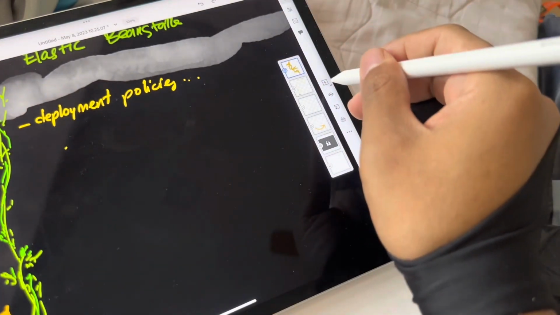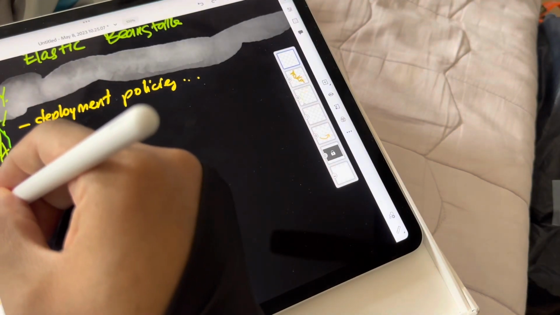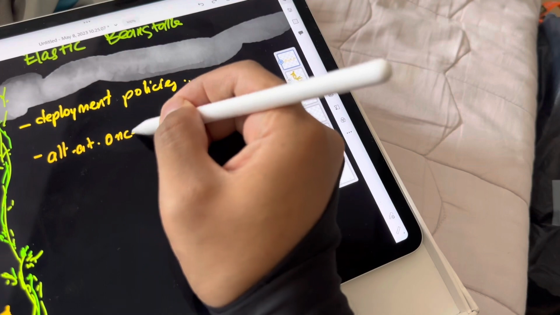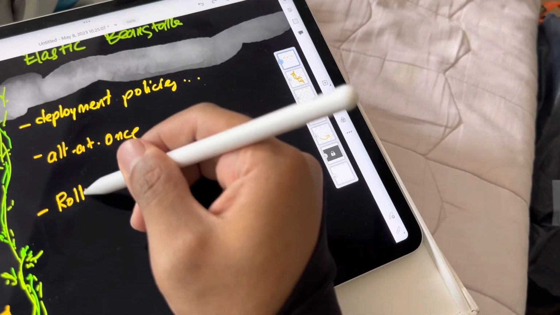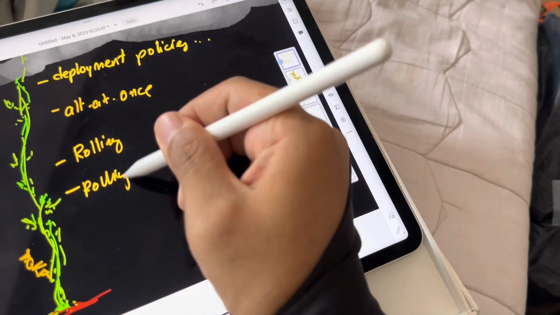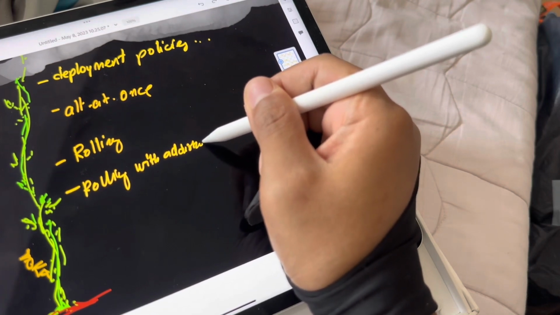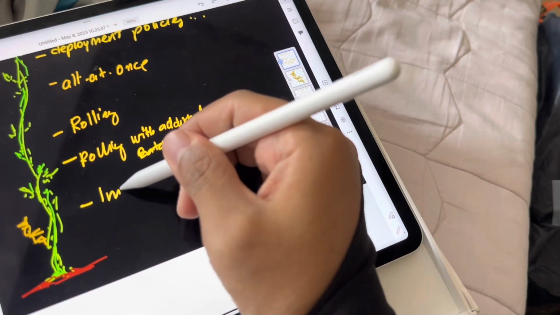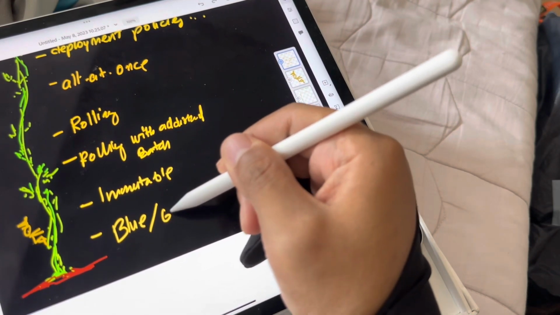So the deployment policies, first there is what they call all at once. And then there is what they call rolling deployment. Then there is a rolling with additional batch. And then there is immutable deployment, and there is blue-green deployment.